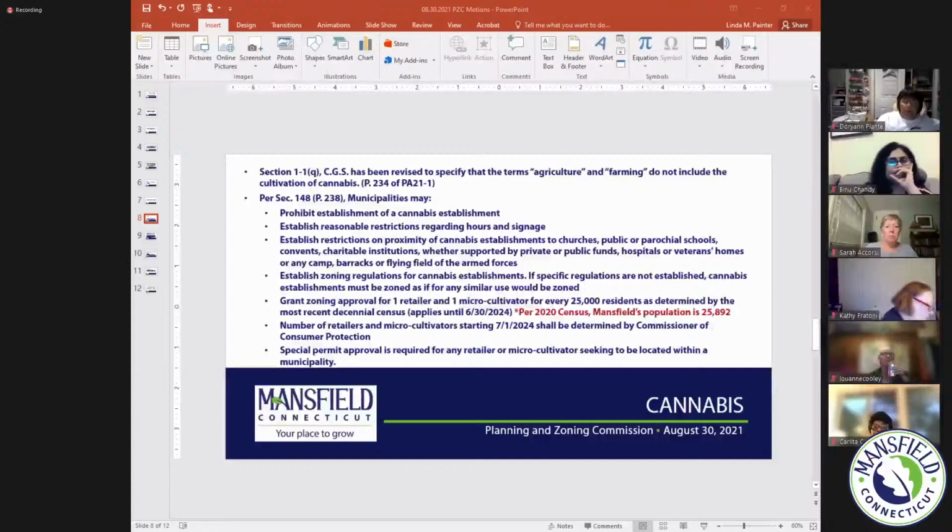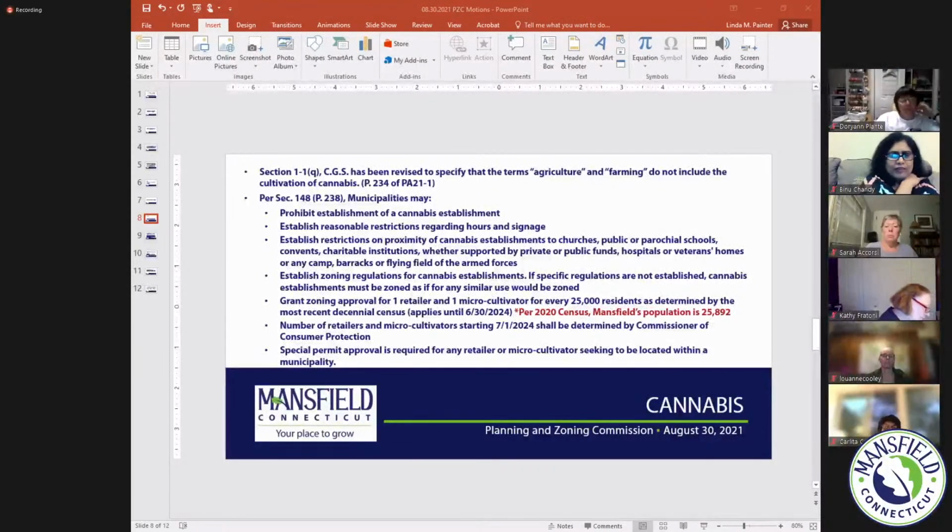You can establish reasonable restrictions regarding hours and signage for any cannabis establishment. You can establish restrictions on the proximity of cannabis establishments to churches, public or parochial schools, convents, charitable institutions, hospitals or veterans' homes, or any camp, barracks, or flying field of the armed forces. Those are basically the same entities through which you have the ability to establish separation distances for the sale of alcohol. That's the reference in the statute. I went and looked it up to give you those details.